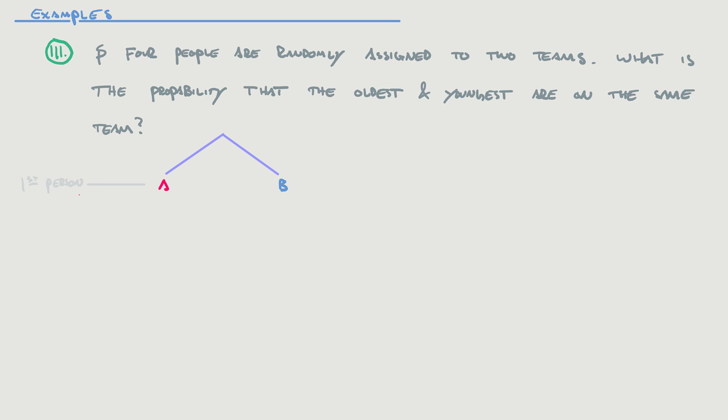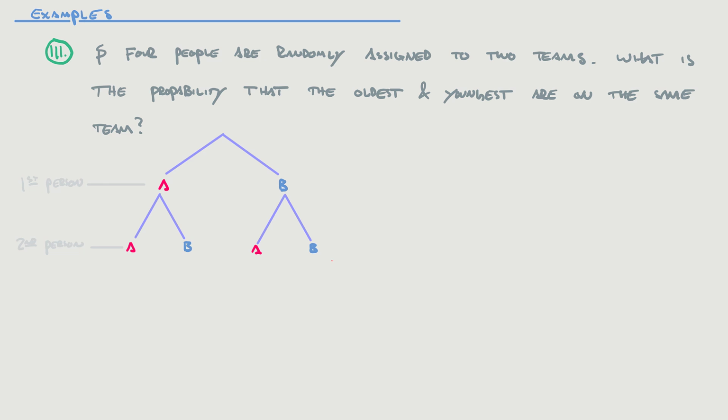And what I'm doing is I'm saying the first person can either be assigned to Team A or Team B. And then based on that, the second person can either be assigned to Team A or Team B, right? Or maybe on this side, Team A and Team B. So the second choice looks very similar in that regard.